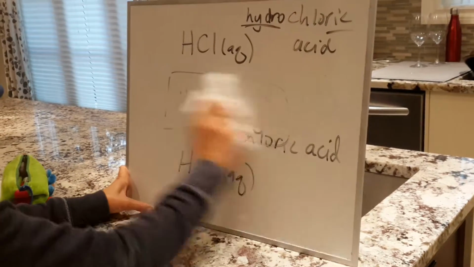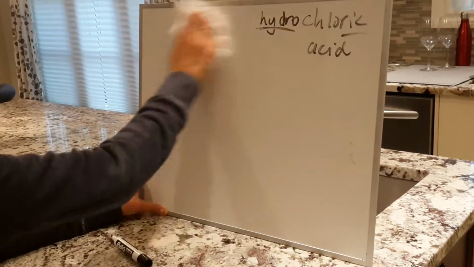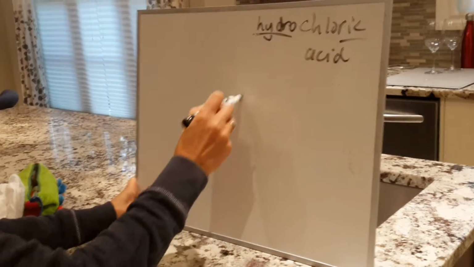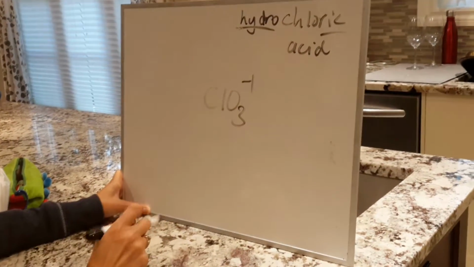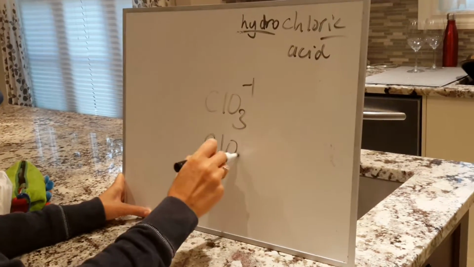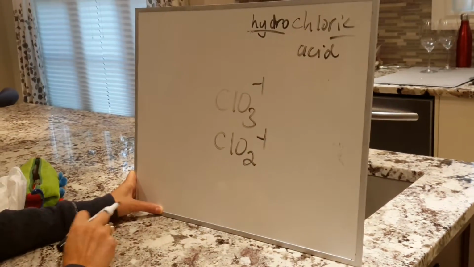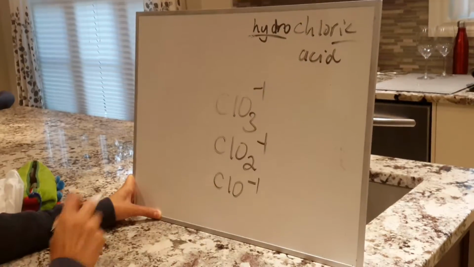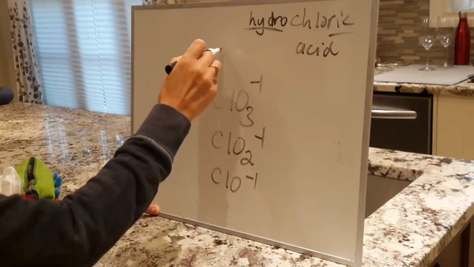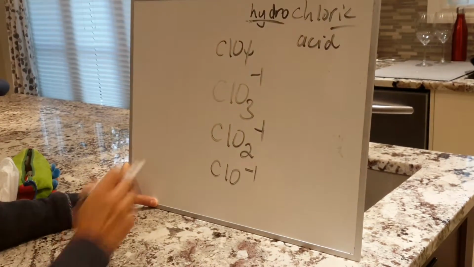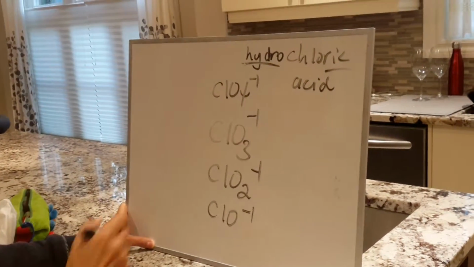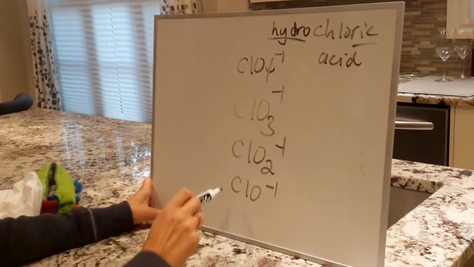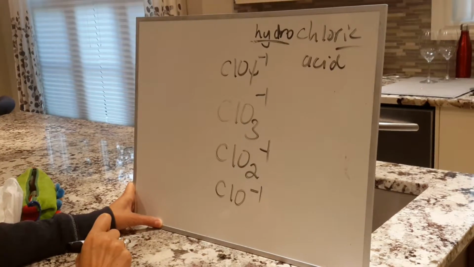So I want to make things a little harder. You know that you can take away oxygens and make new polyatomics. This is the chlorate polyatomic ion. If you take away an oxygen, this would be the chlorite polyatomic ion, and this would be hypochlorite. And if we add an oxygen, that would be perchlorate. So chlorate, perchlorate, take away an oxygen, chlorite, take away two oxygens, hypochlorite.